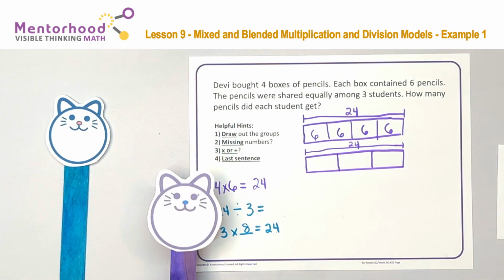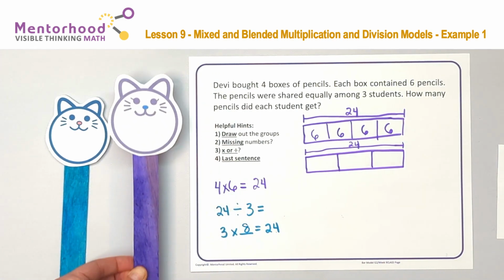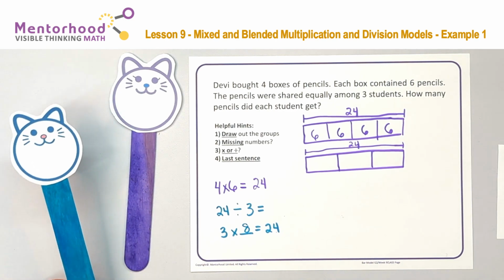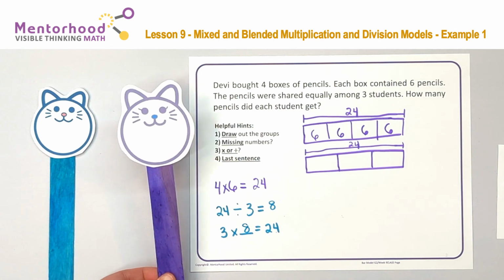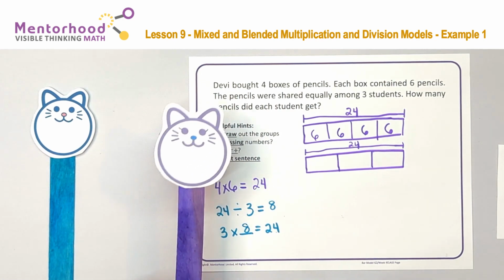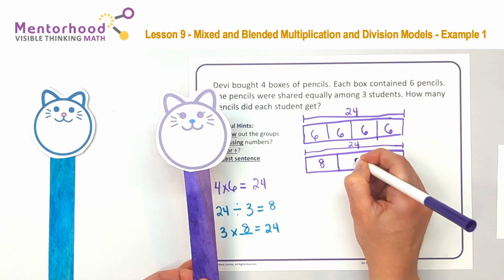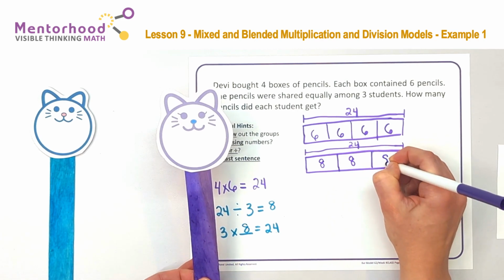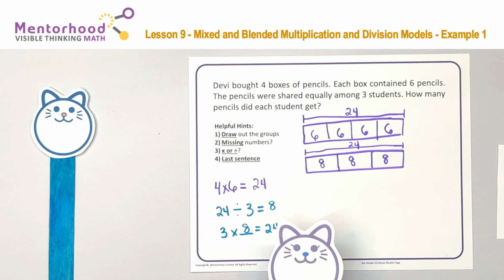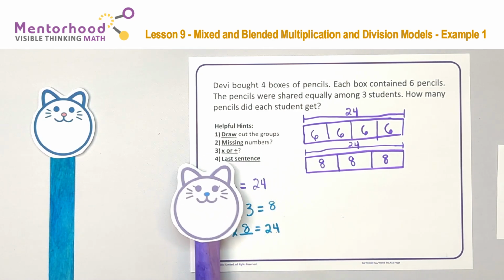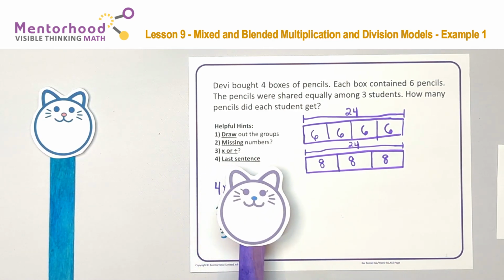Good, which means that 24 divided by 3 equals 8. Excellent, and we can write that in each of our boxes. Or we could simply write it in one because they're all the same. Now, the last step is to look at the last sentence.